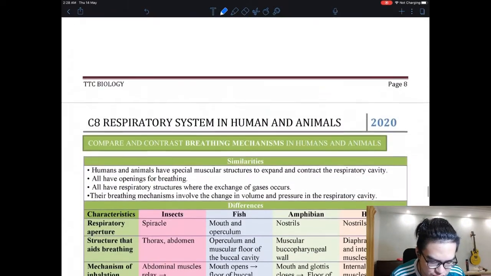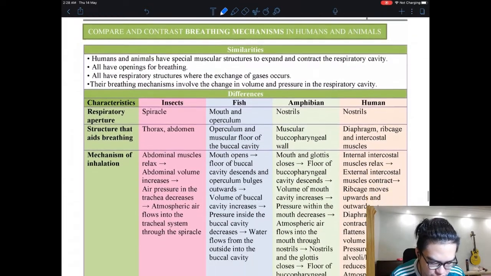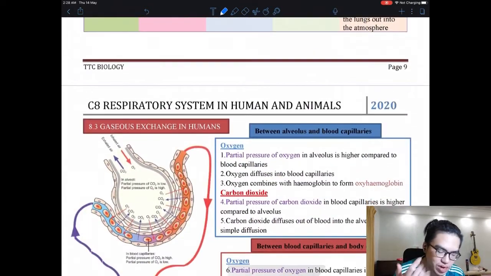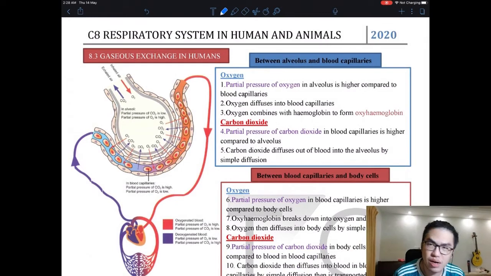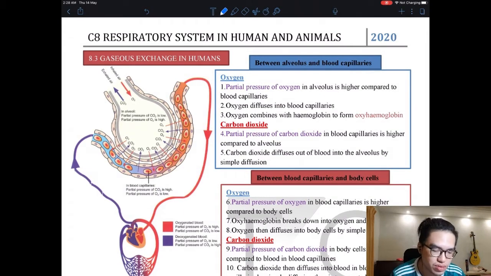So we compare human and insect. Nothing much here. All right, so let's look at gaseous exchange in humans. I hope that I'm not going too fast because I really learned this. So gaseous exchange basically is to get oxygen and throw out carbon dioxide. So you have your artery, vein coming in and then artery going out. So when you learn this in your heart.